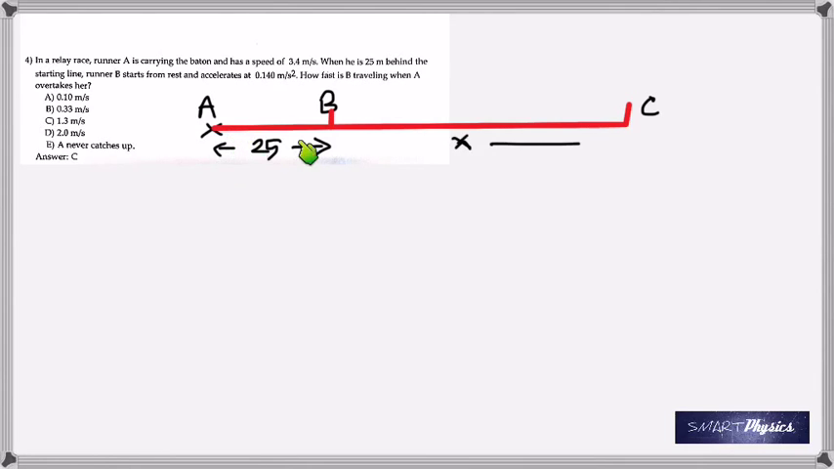When you draw the diagram, if that's the position of A and that's the position of B, A is 25 meters behind B when B starts off, and we'll call this distance BC as x, which means that they're assumed to catch up at C. Therefore, during the time that A takes to reach C, during that same time, B goes to C. So the time that A takes to reach C and the time that B takes to reach C are equal.